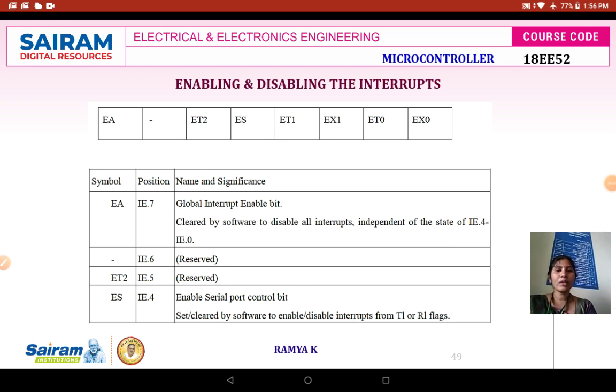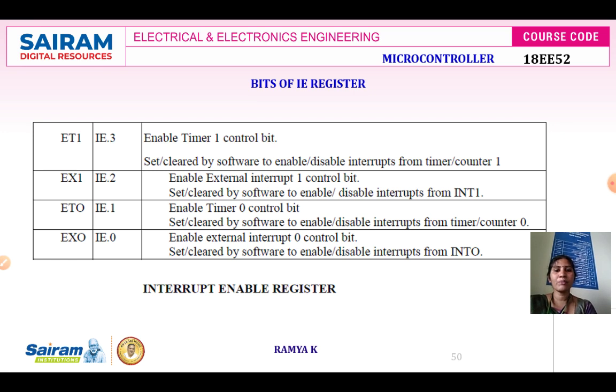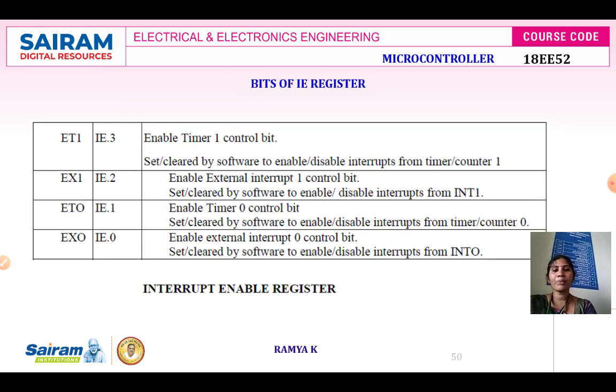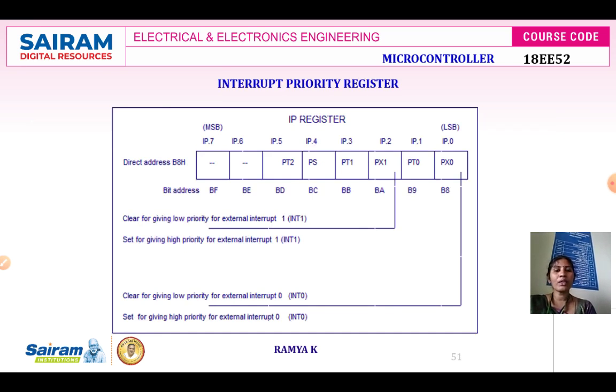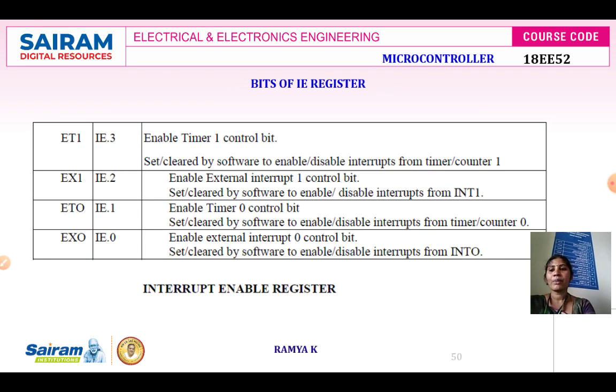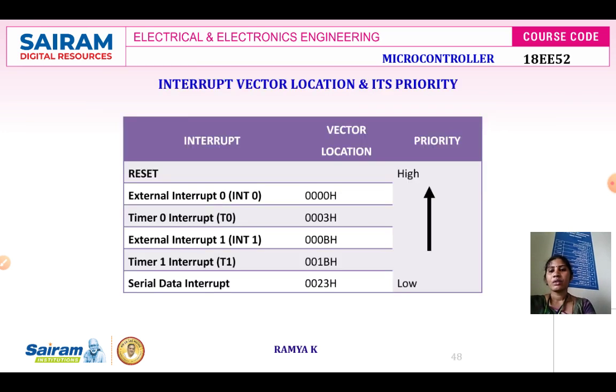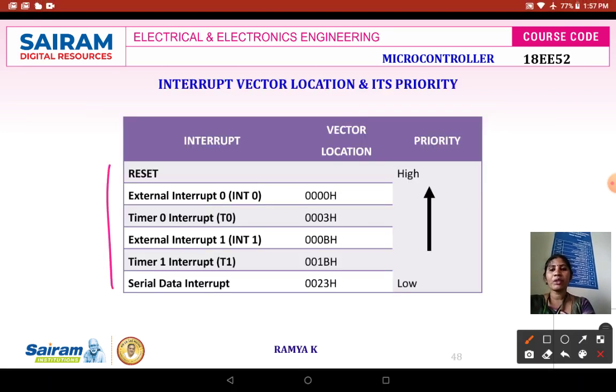Okay, all these things I explained on how to use your interrupt enable register. Next is your interrupt priority register. In what order do the interrupts need to be served? In the previous class we discussed the interrupt priority. I told you this is the priority of the interrupts, and in this order only it has to go, from highest priority to lowest priority.